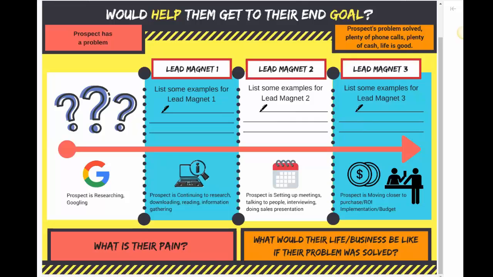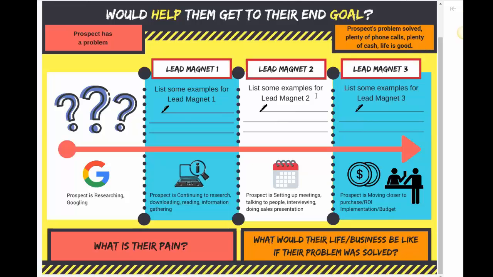So once you answer this, you want to help them get this. And that's what the lead magnets are going to do. It's going to answer, "I'm not getting enough customers. Facebook is the answer. Facebook will go ahead and solve my problem. Facebook ads, plenty of phone calls, plenty of cash, life is good. It will get me there."